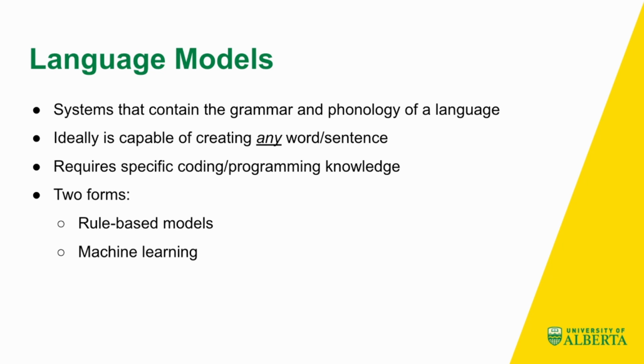But let's talk about language models. So a language model is a system that contains the grammar and phonology of a language. It's ideally capable of creating any word or any sentence. So rather than giving it a list of words, because we're almost definitely not going to be able to give it a list of every word in the language or every sentence in the language, at least on the sentence level, that's theoretically infinite. What we do is we teach the computer, here's how you construct words, here's how you construct sentences.